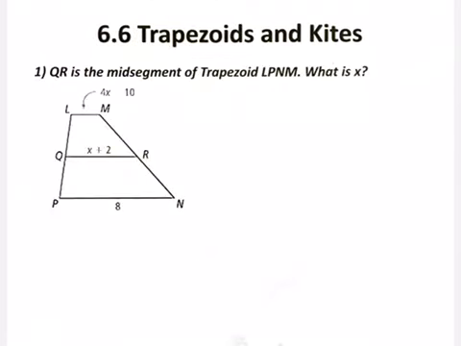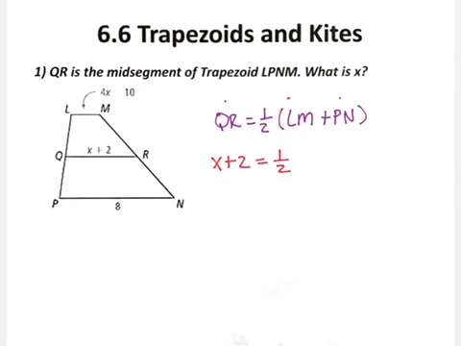So here, QR is the midsegment of trapezoid LPNM, and we want to find the value of x. Well, we know that the mid-segment, in this case QR, should be equal to half the sum of the two bases, so LM plus PN. So now all we need to do is replace the names with what they actually equal. So QR is x plus 2 equals 1/2. Here we have 4x.